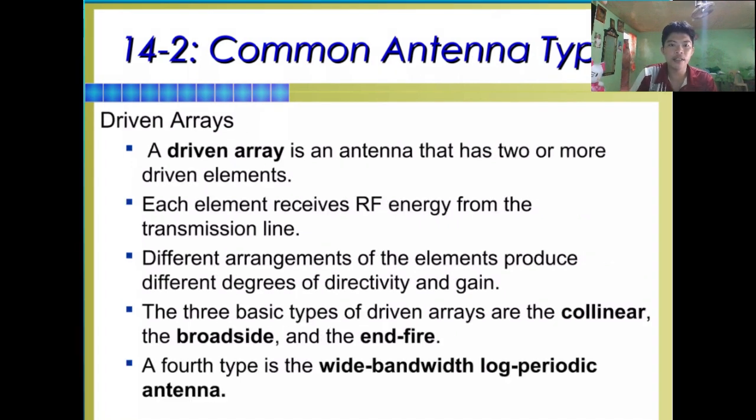A driven array is an antenna that has two or more driven elements. Each element receives RF energy from the transmission line. Different arrangements of the elements produce different degrees of directivity and gain. The three basic types of driven arrays are the collinear, the broadside, and the end fire. The fourth type is the wide bandwidth log periodic antenna.